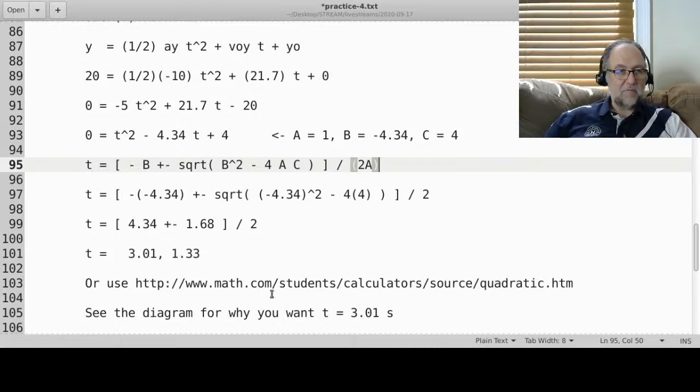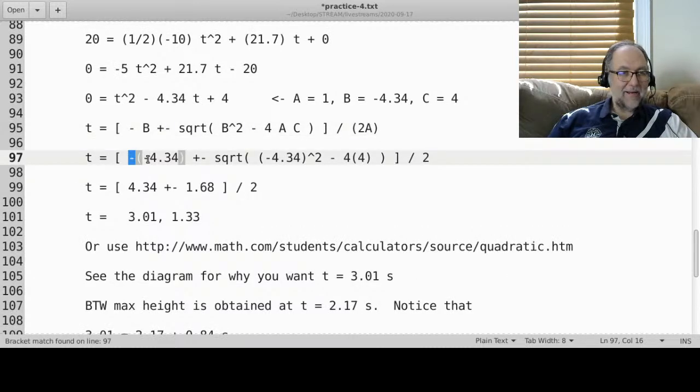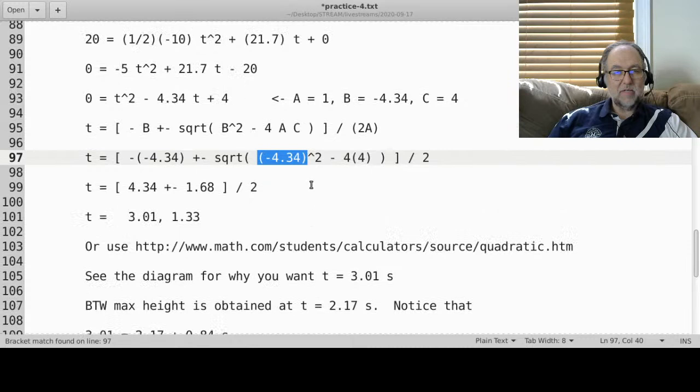The only thing you have to be careful of is that b is negative, so make sure you get all the negative signs right. So here you have negative, but b is negative too, so you get a negative 4.43. Okay, so you can see that negative is part of the formula, and that negative is part of the value of b. All right, and then plus or minus the square root of b squared.